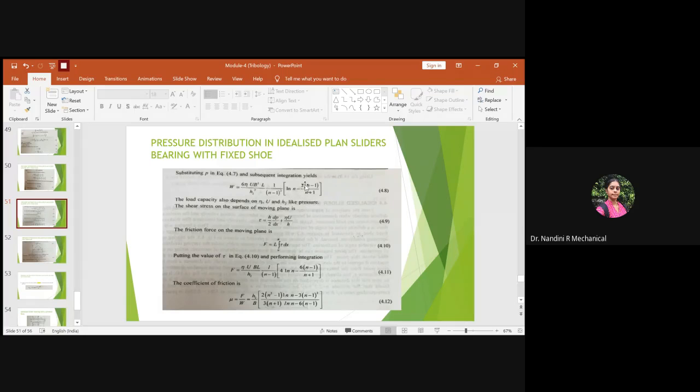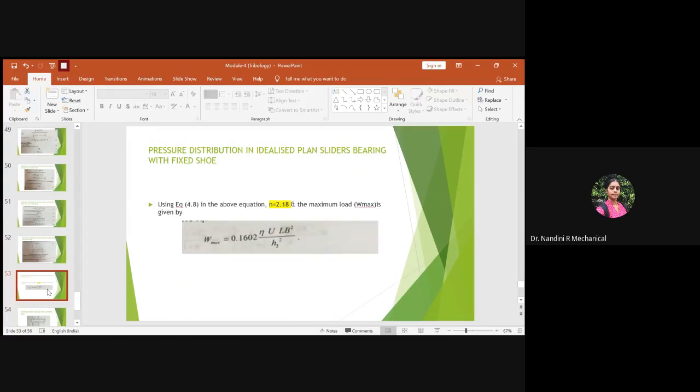So you are substituting the value of n equal to 2.18 over here, and we will claim an equation for maximum load. When you substitute those values, this is the equation we get. So W max will be equal to 0.1602 mu U L B square upon H2 square. So this is a constant value.